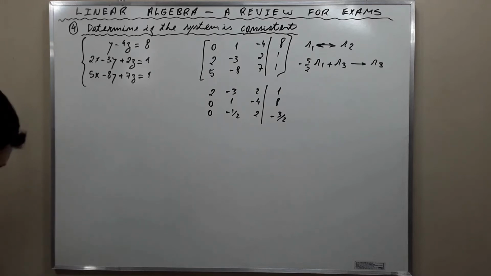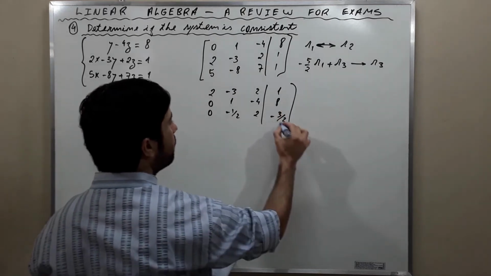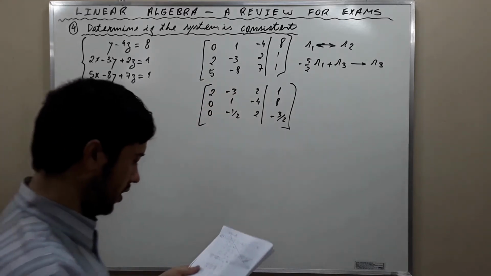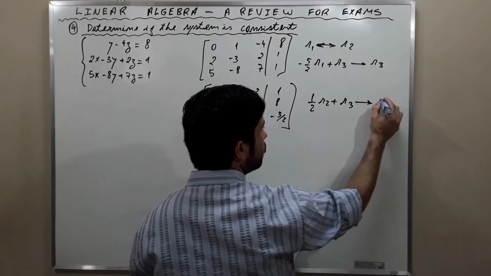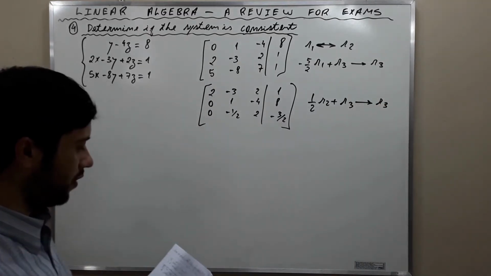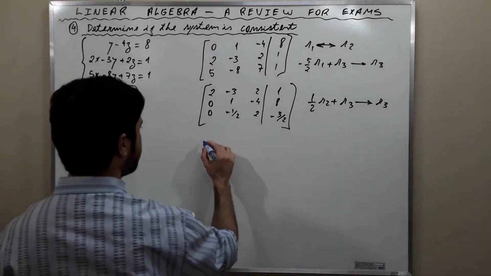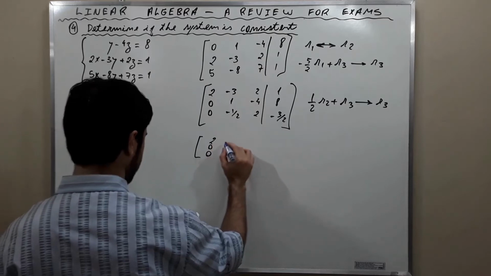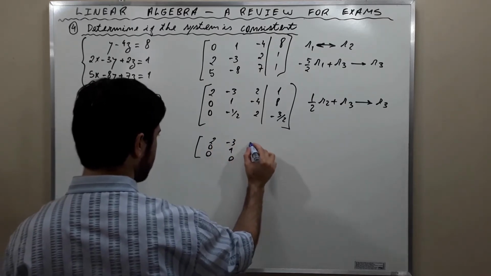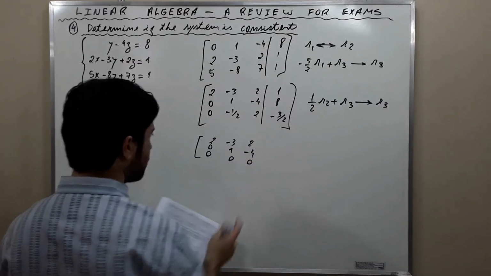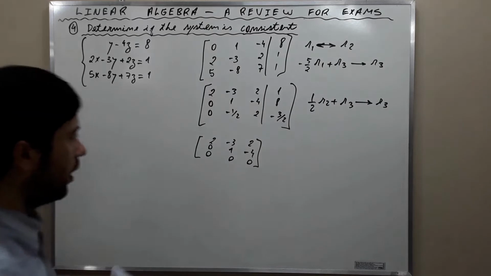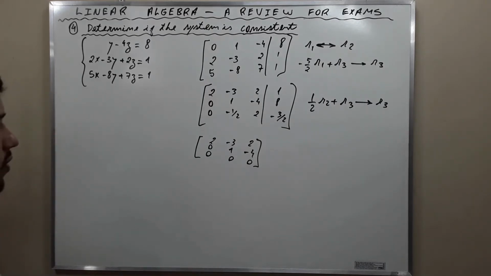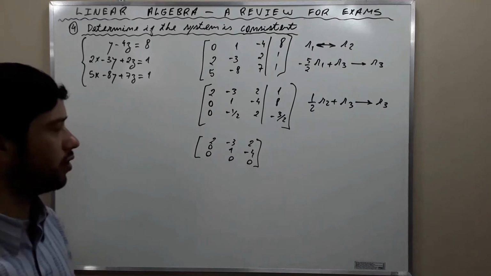Okay? And to finish, we are going to carry out these operations. A half a row 2 plus row 3 and substituting row 3. And we find the matrix, the result. And this is the matrix that is left off from the operation on the rows of the augmented matrix.